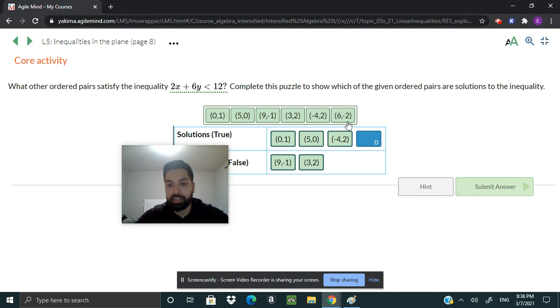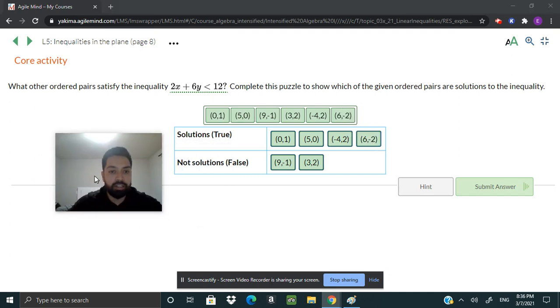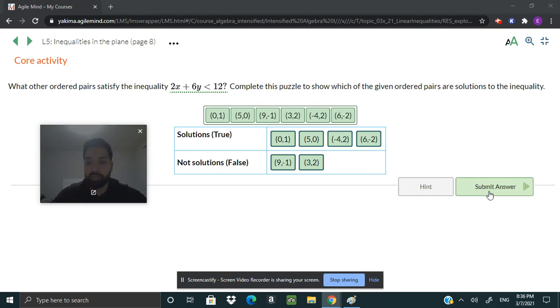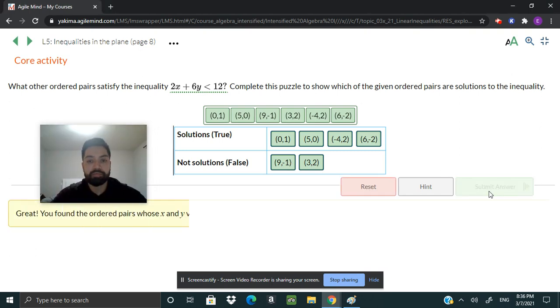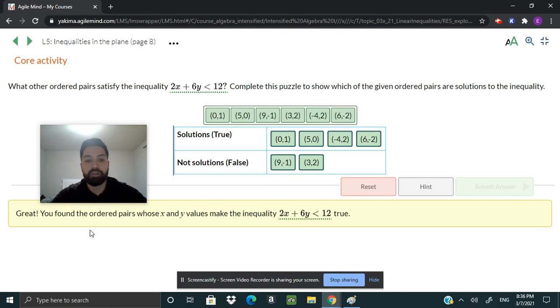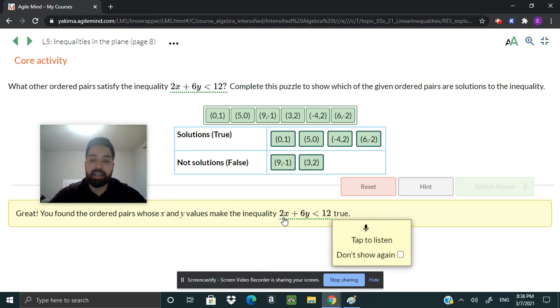And I'll let you guys check the last one. I'm going to go ahead and just test my luck, put it in there, and we'll see what we end up getting. Let me submit my answer. And it says those are correct. We found which x and y values, or ordered pairs, make the inequality true. Basically, that allows us to see which ones are solutions and which ones are not.